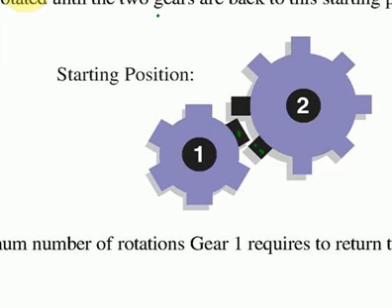Same thing with gear number 2. If I rotate it once, I guess it goes around 8 teeth. Twice would be how many teeth? 16, and so on and so forth.